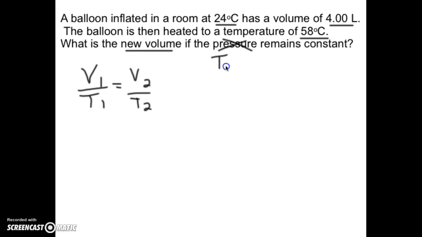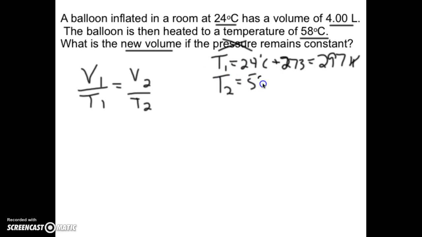So T1 is the temperature that we're starting at. That's 24 degrees Celsius. So we're going to add 273 to that. So that's going to be 297 Kelvin. Then T2 is going to be your final temperature. That's 58 degrees Celsius. Again, add 273 to that, and you get 331 Kelvin. Okay, so those are the temperatures that we're going to put into the equation over here.